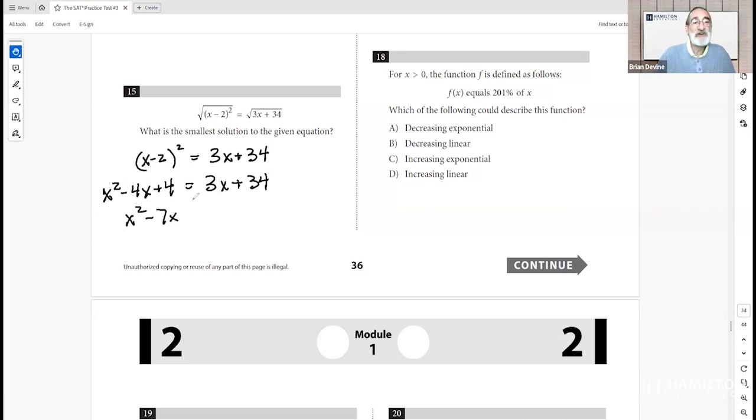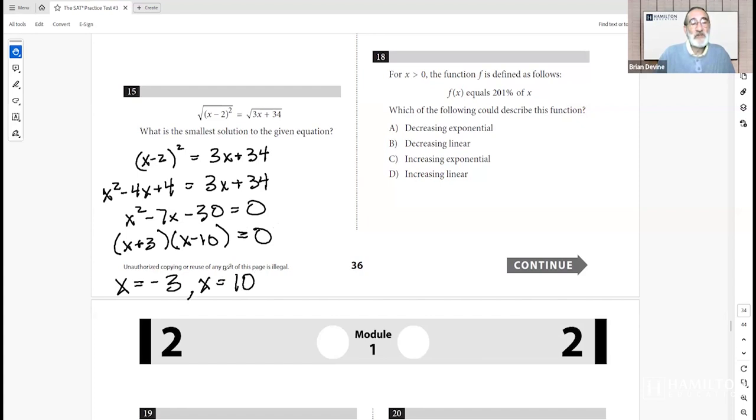I'm going to subtract 34 from both sides, minus 30. That would equal 0. And this is factorable. I hope you can see it as easily as I can, that we'd have x plus 3 and x minus 10 in order to get the negative 7x and the negative 30. That's got to equal 0. So x could be negative 3, or x could be 10, or both.